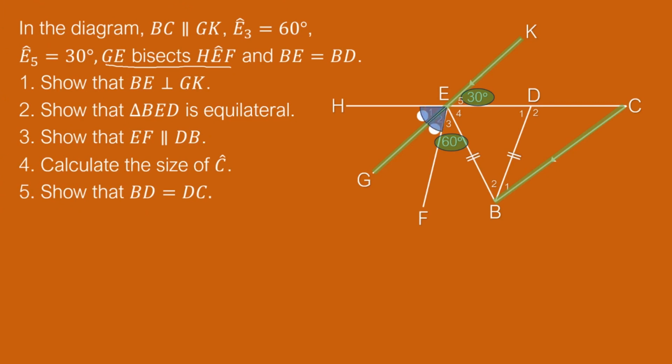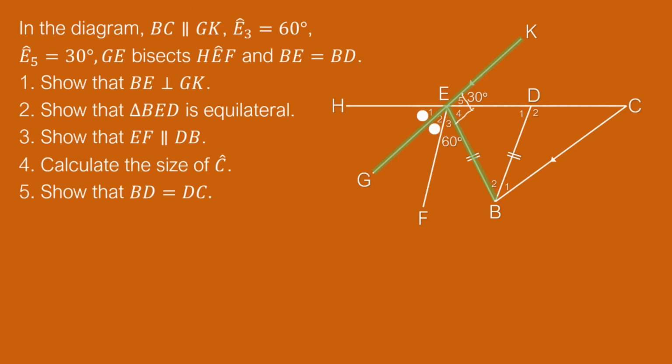And then BE is equal to BD. We have to show that BE is perpendicular to GK. How do we do that? We have to show that this angle is 90 degrees.